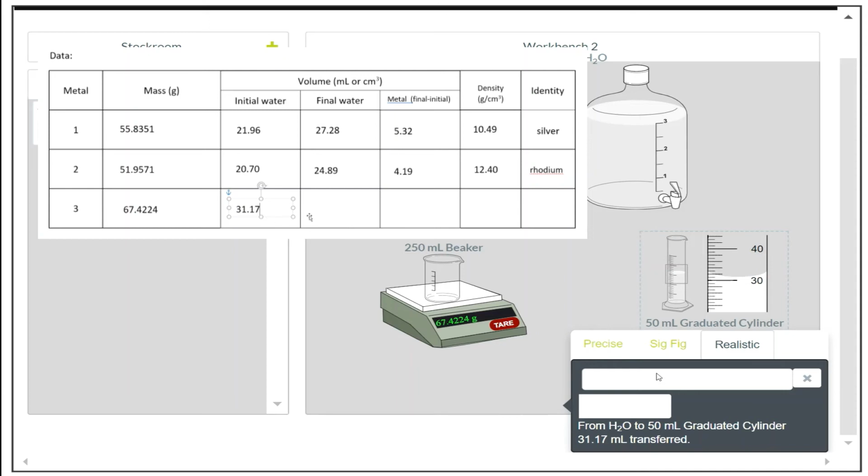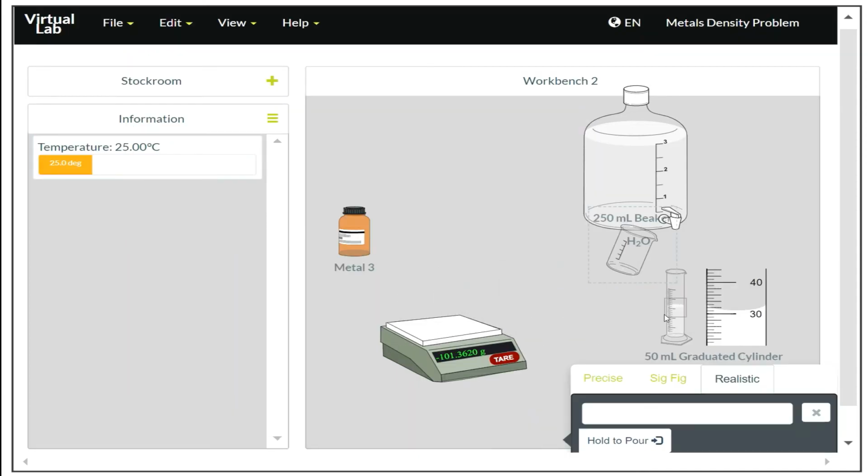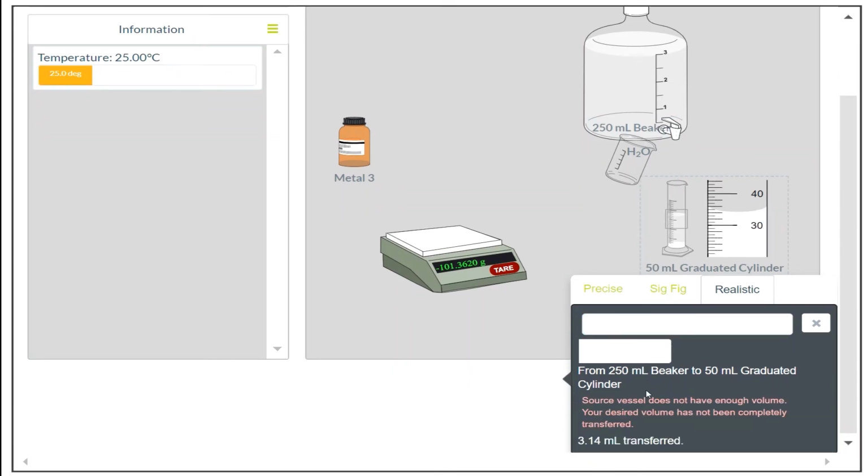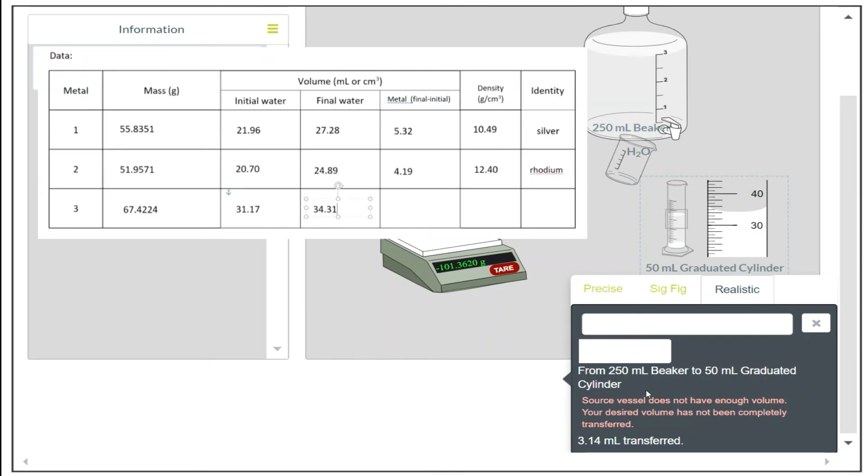31.17 milliliter. Then we transfer metal 3 into the graduated cylinder with the distilled water to see the final volume of the distilled water itself. The final volume is 34.31, and after calculating the difference, the volume of metal is 3.14 milliliter. So by using the formula of density, we obtain 21.47 gram per centimeter cubic. That means metal 3 is platinum.